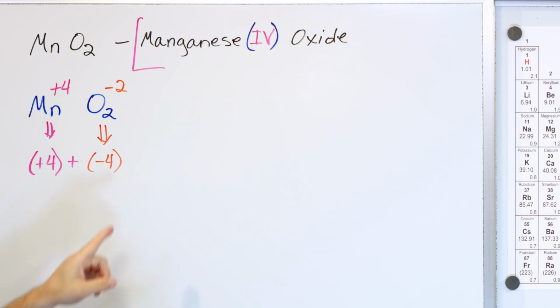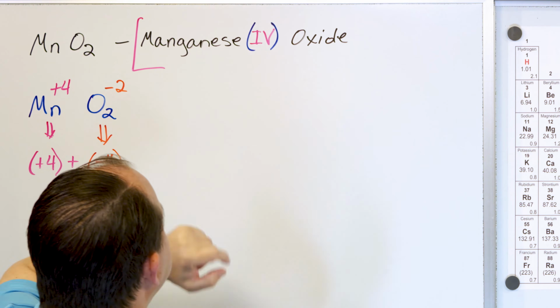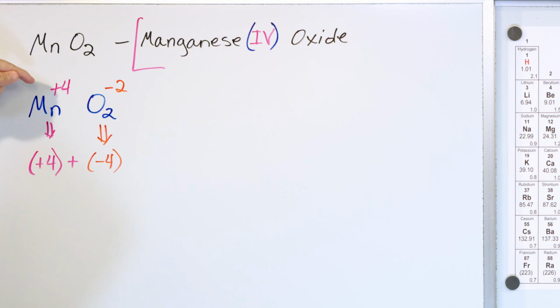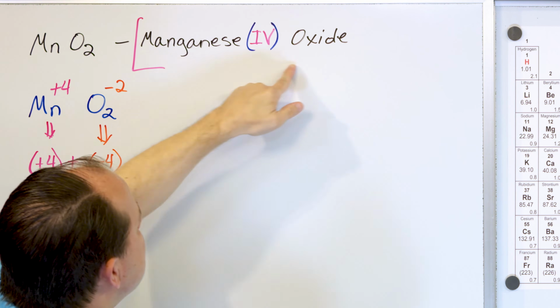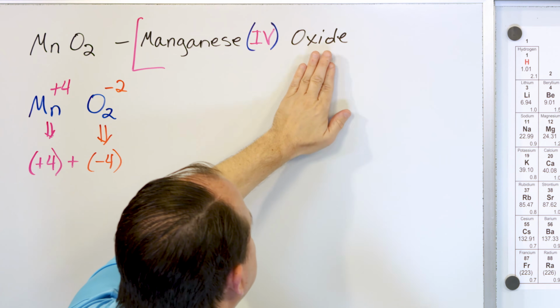The correct answer is not manganese oxide. The correct answer is not manganese(I) oxide. It is not manganese(II) oxide. It is not manganese(III) oxide. It has to be manganese(IV) oxide, because it's telling you in the name what the charge on the manganese is. We don't have to specify what the charge on the oxygen is, because oxygen always has the same charge, with very few exceptions. It almost always has the same charge of -2.